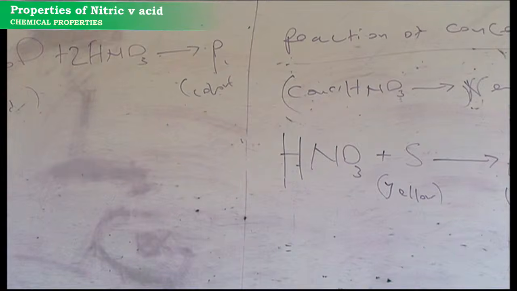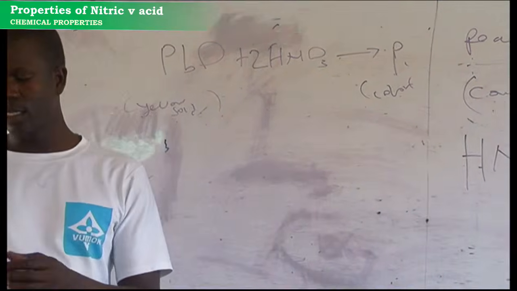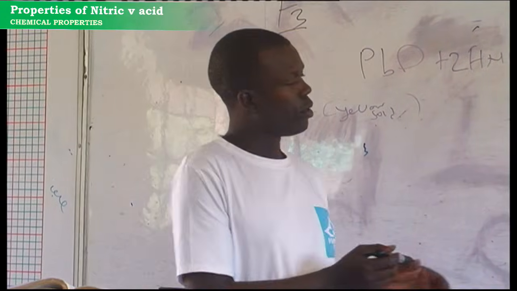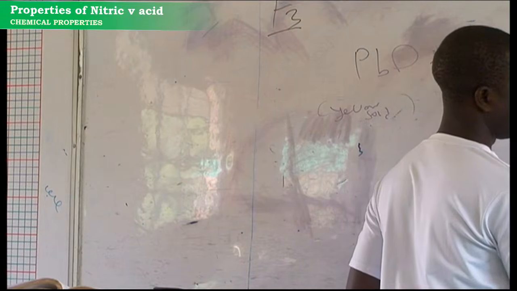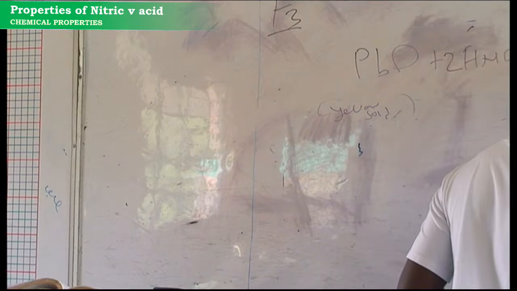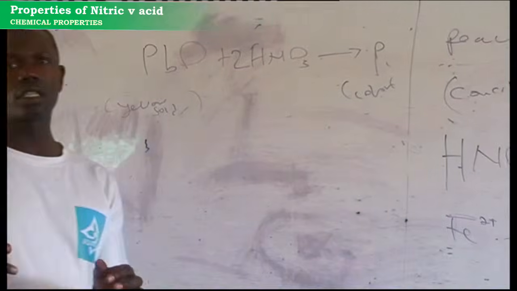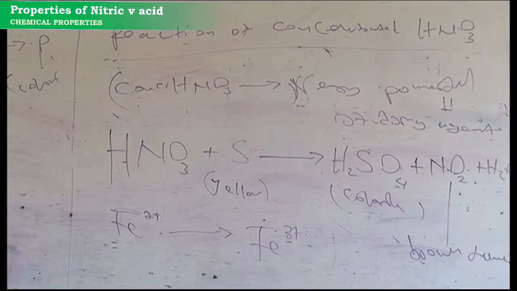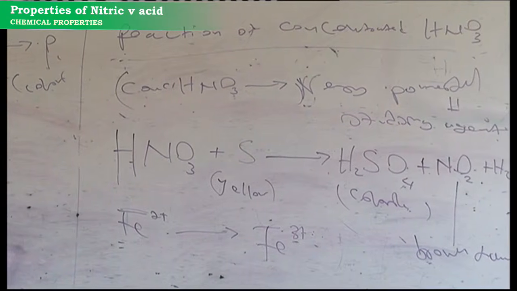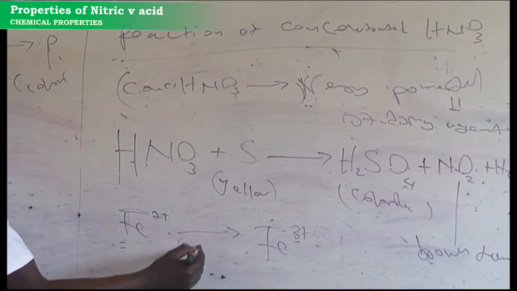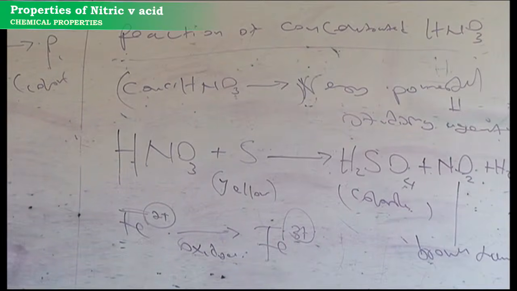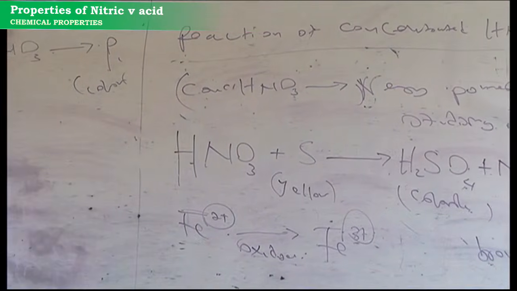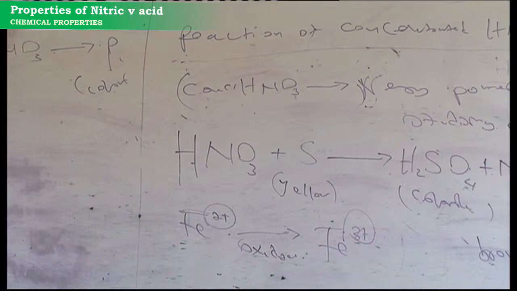Finally, just to end up, nitric acid can also oxidize iron(II) sulfate to iron(III) sulfate, while it is being reduced to brown fumes of nitrogen dioxide.